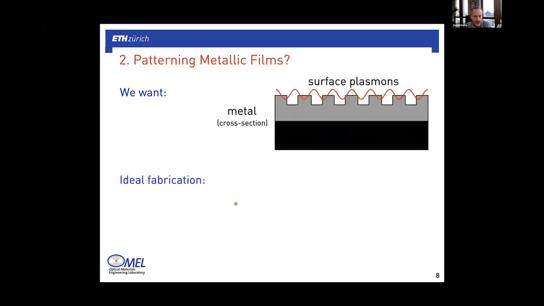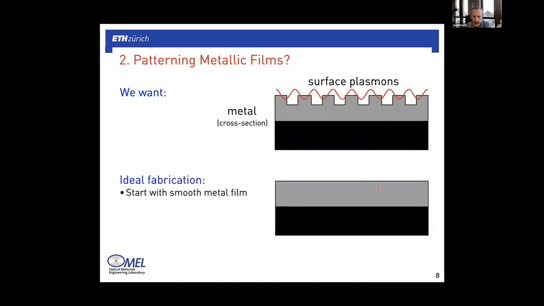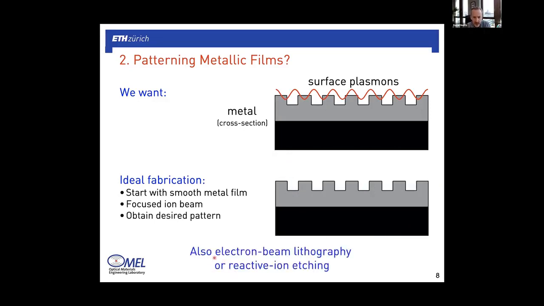And so you might imagine that, well, the fabrication would be fairly straightforward. We start with a flat metal film that we've deposited, and then we bring in one of the modern tools of nanofabrication, let's say like focused ion beam, and we etch a little trench, and we do that periodically, and we end up with our desired pattern. One could also imagine just using electron beam lithography and reactive ion etching to similarly etch such trenches.